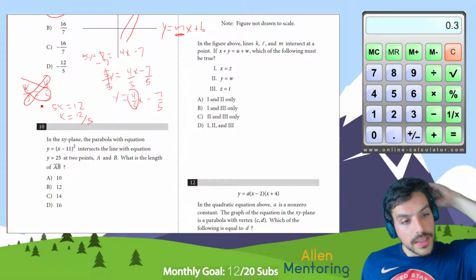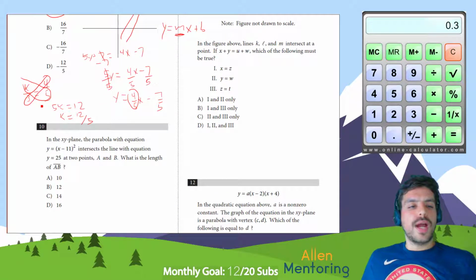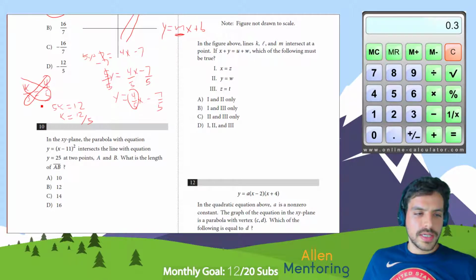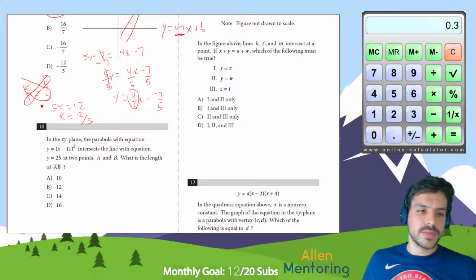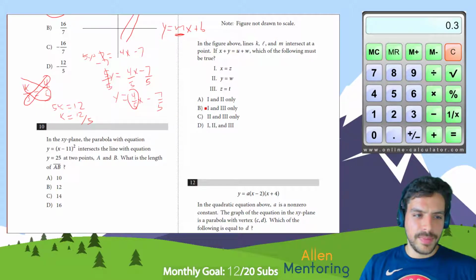Number 10. In the xy plane, the parabola with the equation y equals (x minus 11) squared intersects with the line with the equation y equals 25 at 2 points, A and B. What is the length of AB?